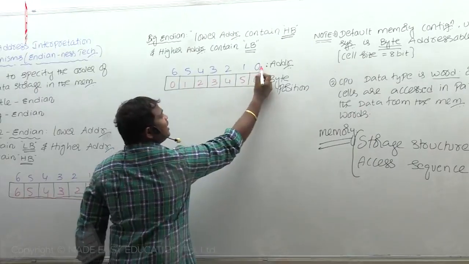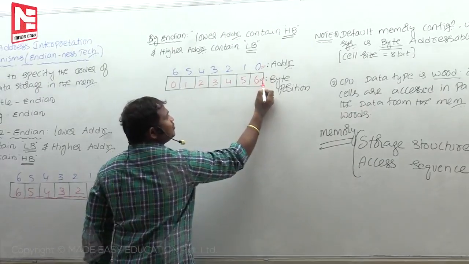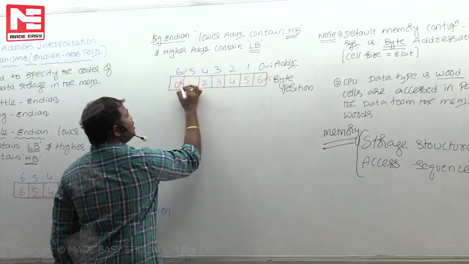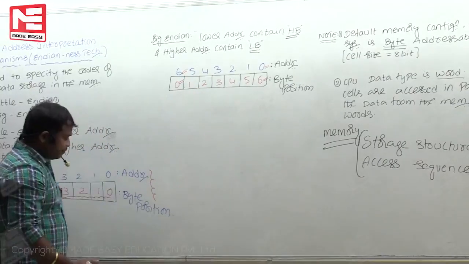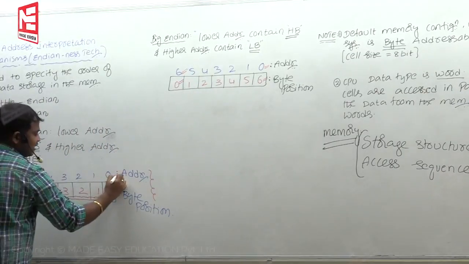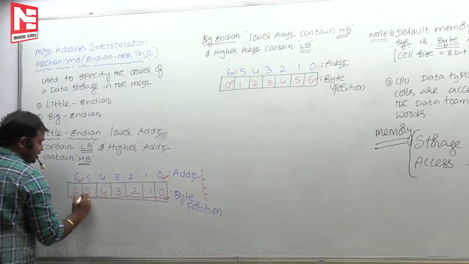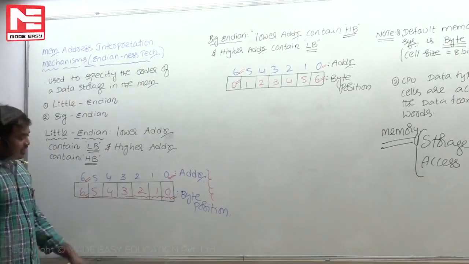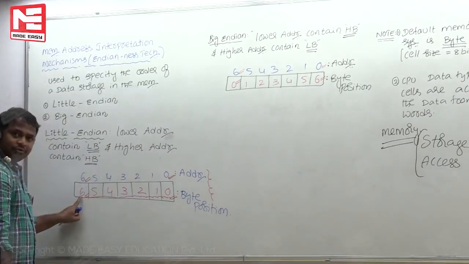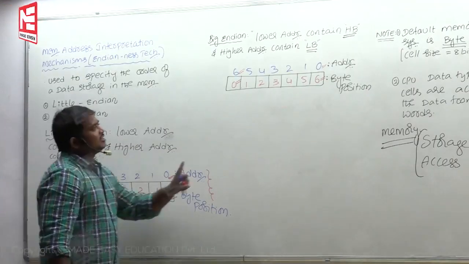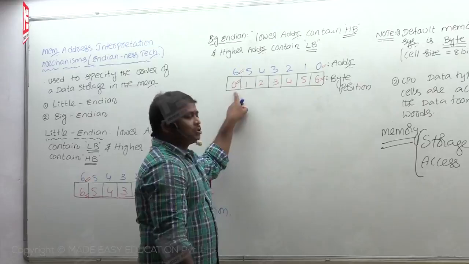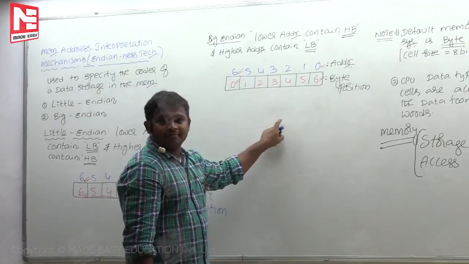That means lower address contains higher byte, higher address contains lower byte. That is big endian. Here lower address contains lower byte, higher address contains higher byte. That is little endian. This is low to high data storage, ascending order. This is high to low data storage, that is descending order.